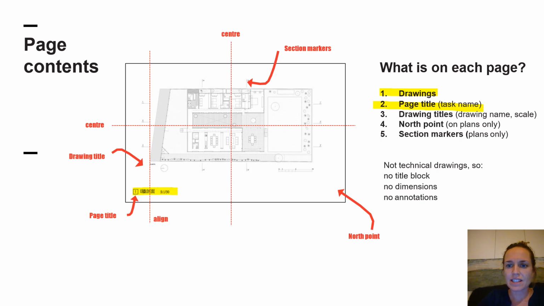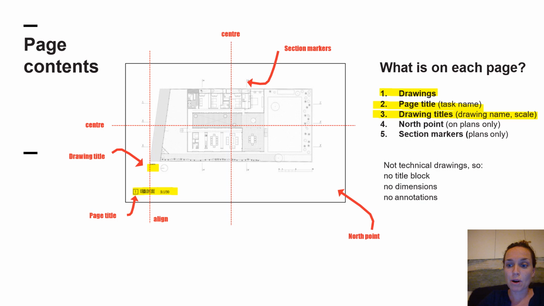The third thing you need to consider are the drawing titles. So for each drawing, you need to title that drawing, and that will say, for example, floor plan, ground floor plan, short section, long section, etc. You also need to put the scale. So ground floor plan 1 to 100, short section 1 to 100.